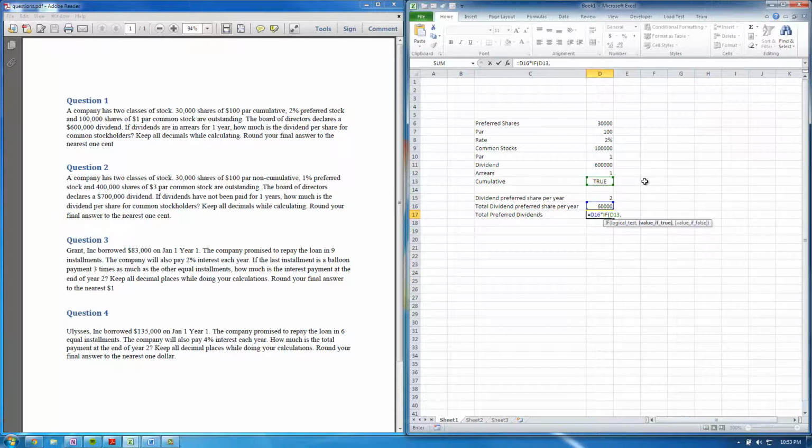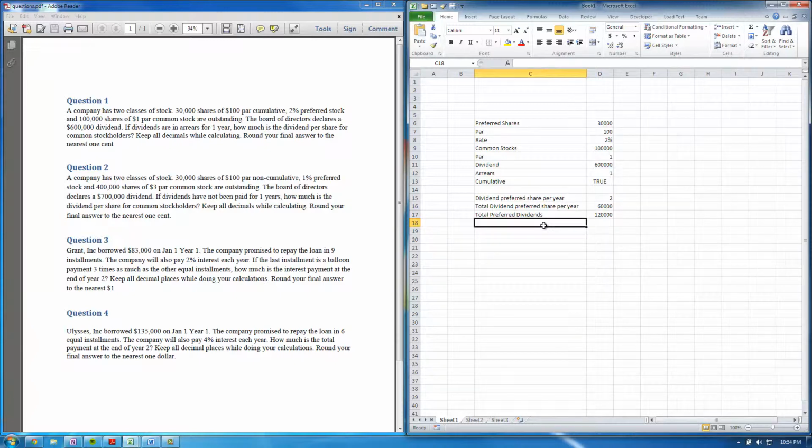So moving on to the next one, if it is true, what is the value? In this case, we want to multiply the total dividends by the number of years, and if it is in arrears, if it is cumulative, we want to do 1 plus arrears, because we want to count this year plus the number of years in arrears. So it'll be 1 plus D12. Then if it's false, as in it's not cumulative, it'll just be this year, so we can just say 1. Now we'll know, in this case, because it was in arrears for 1 year, we should pay for 2 years, and that's reflected here.